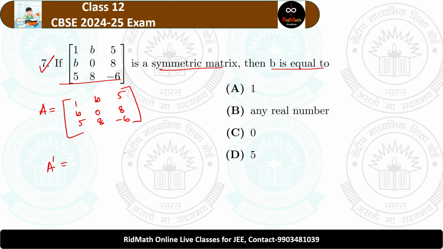So we can take any B. B belongs to real number. Any B. For this will be a symmetric matrix because this B and B. This will satisfy for any real number. So answer will be any real number. Option number B is correct. Next problem.